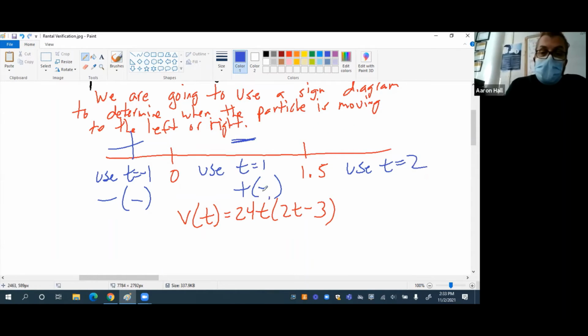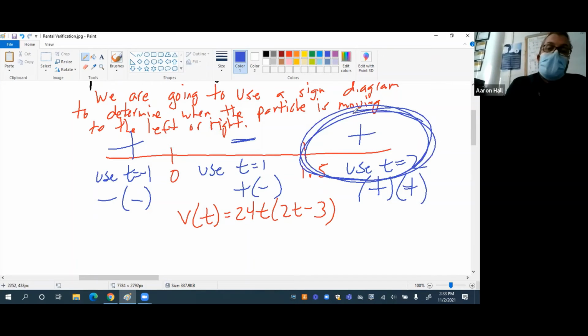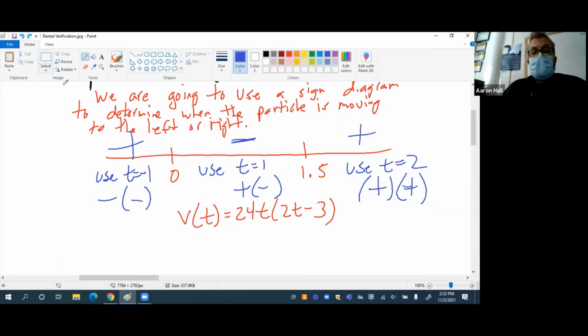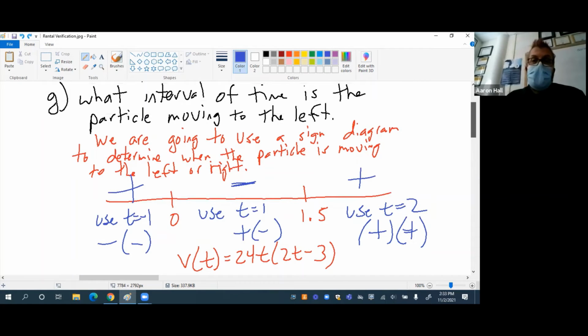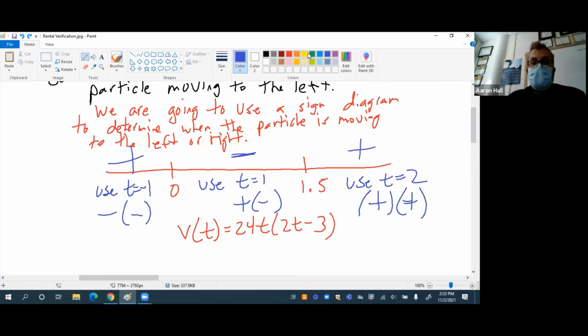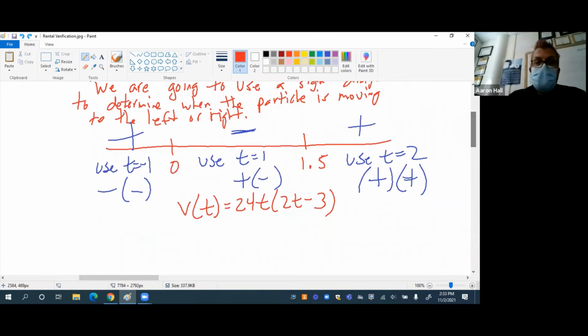Okay, if I plug in 2 over here, is that positive or negative? Okay, that's positive. If I plug in 2 over here, positive. What's a positive times a positive? So what does that say about the particle over here after 1.5 seconds? It's moving to the right. Yep, good. So did we answer our question? What does it say? It says, what interval of time is the particle moving to the left? Yeah, it's from 0 to 1.5.